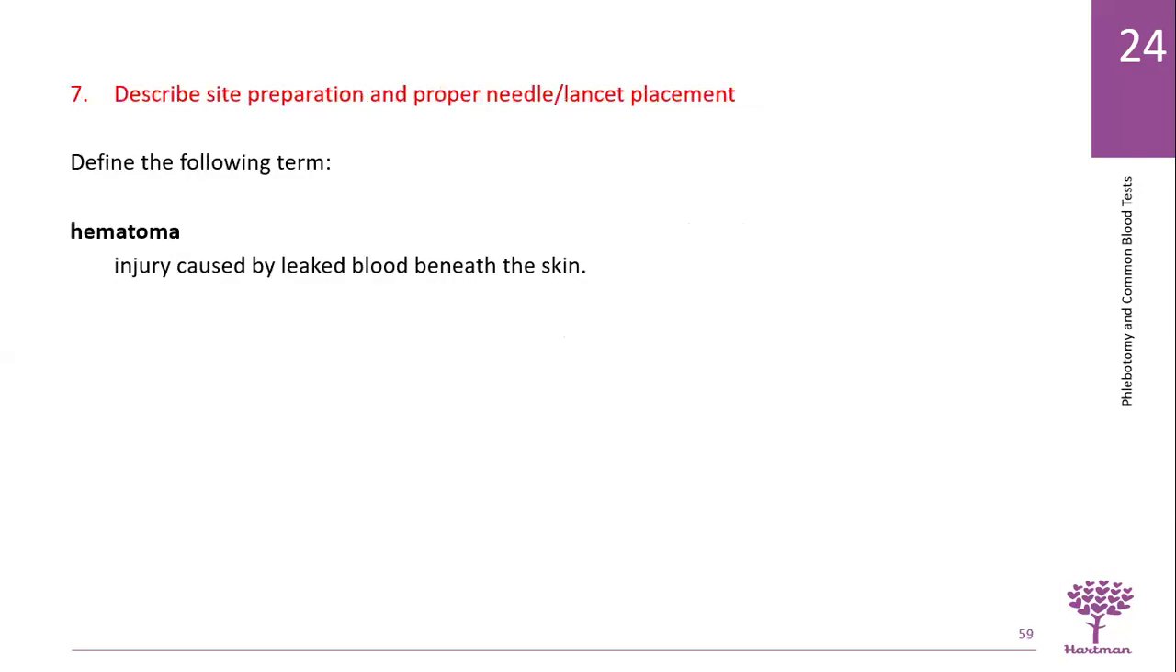A hematoma is an injury caused by leaked blood beneath the skin, and that can sometimes happen when you're doing a venipuncture stick. If there is injury to the blood vessel, it may swell up, and we call that a hematoma. It looks like a little goose egg, swelling up under the skin. It looks purplish and bluish, kind of like a bruised area.